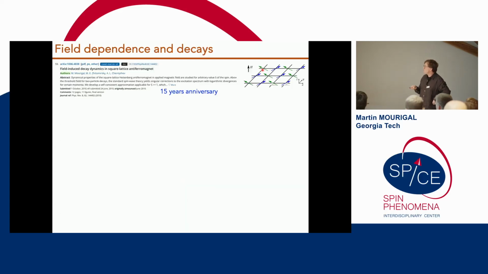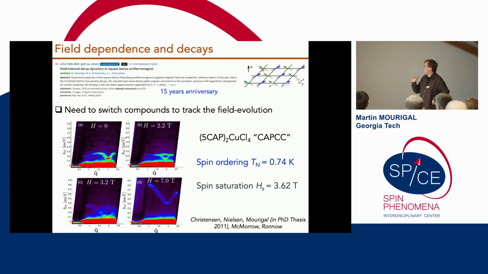If you want to do this on CFTD, you cannot, because the field scale is too large. You would need 2,000 Tesla or something. So you need to move to another material. Here, one such material is called CAPCC. Again, it has a small energy of interaction and small saturation field, so now you can do this kind of measurement. This is still not published, and I'll explain why in a minute.